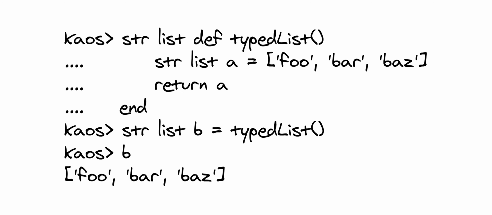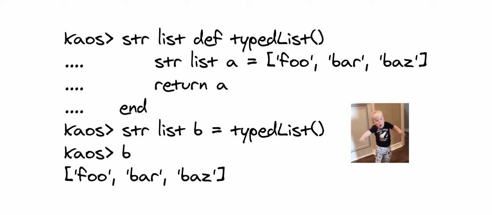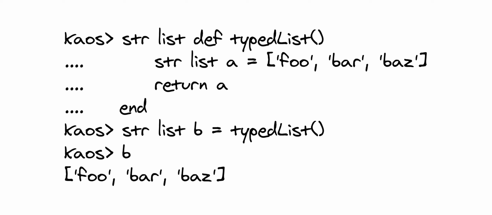All of the functions in our language will be forced to have one of these keywords to determine the return type: bool, num, str, list, or dict. This is an example of a function that returns a typed list.